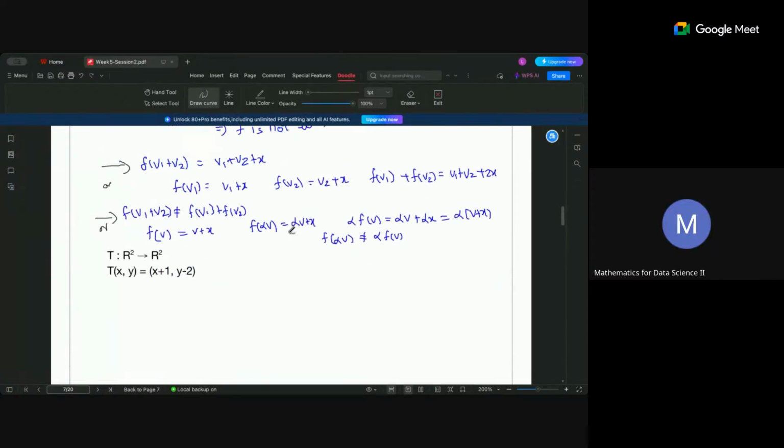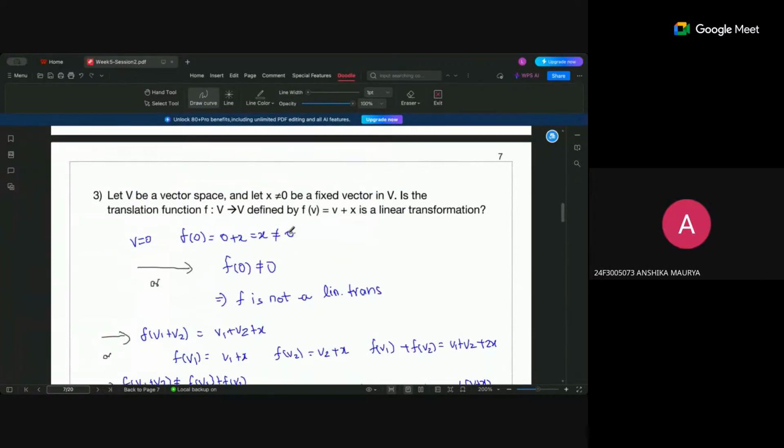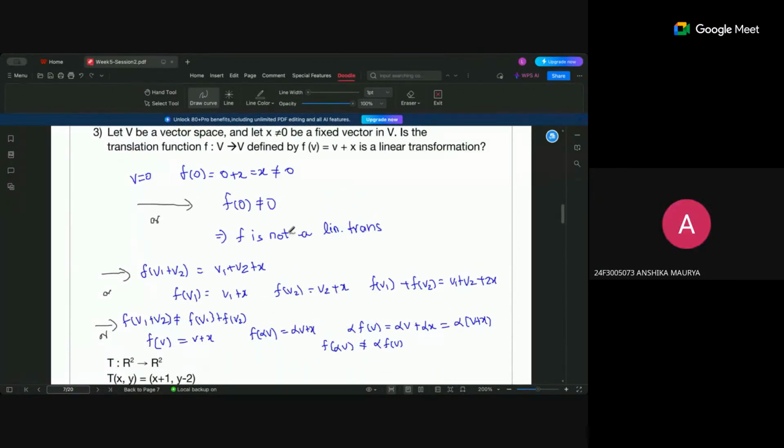Okay. Can you explain this property once? Which one? This V is equal to... Yeah, the first one, ma'am.